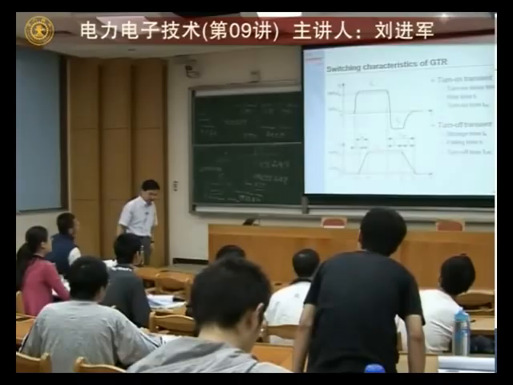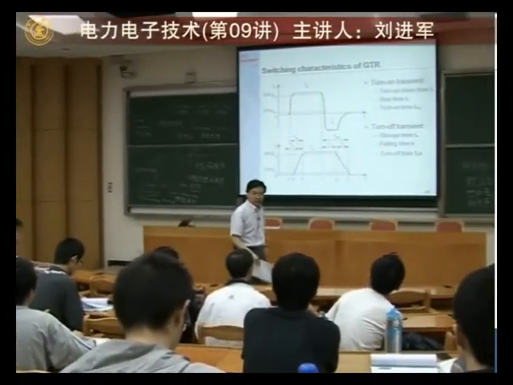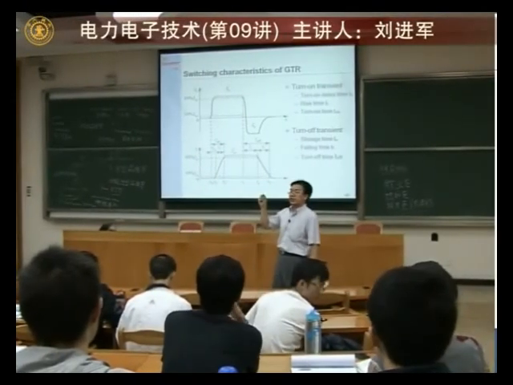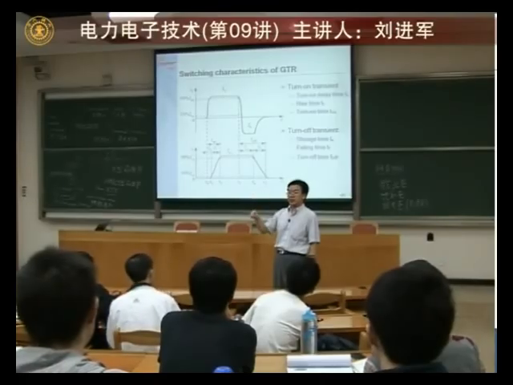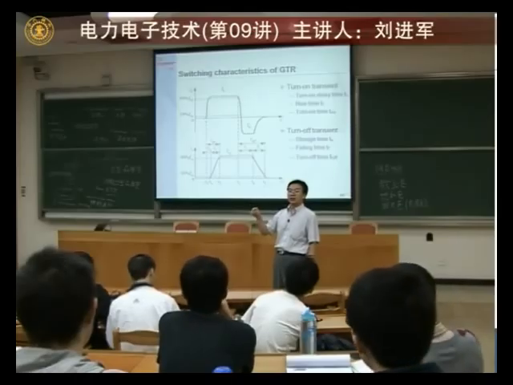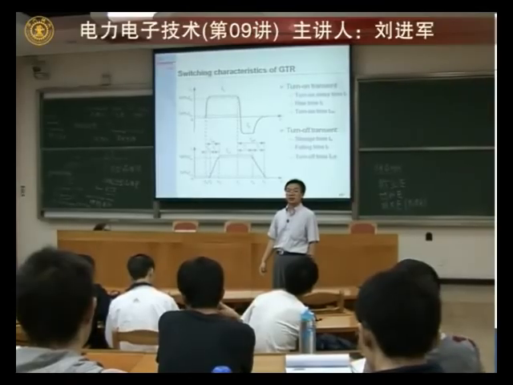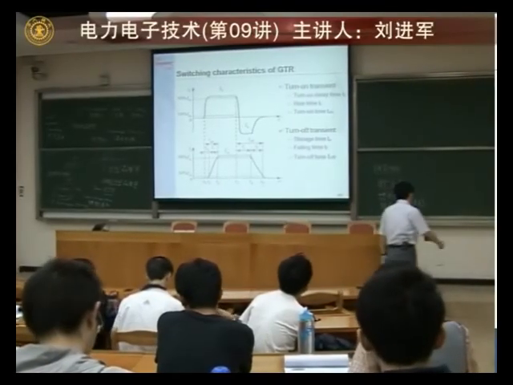Okay, good. If you look at this picture here, for GTO, if you want to turn it on, we inject gate current, and that gate current does not have to be always there. Once GTO is turned on, you can remove that gate current. That's what we call triggering.